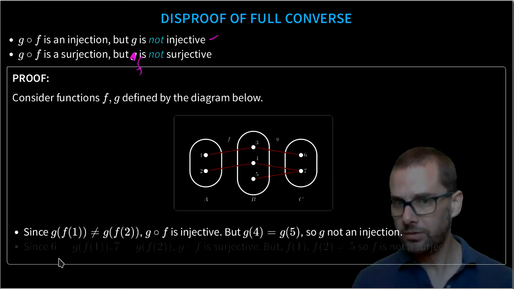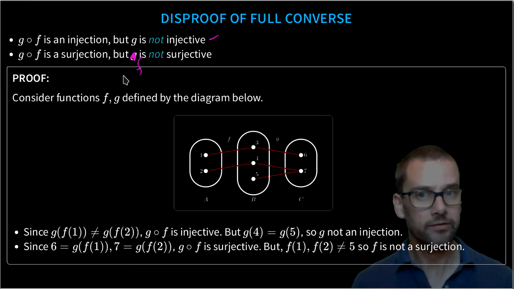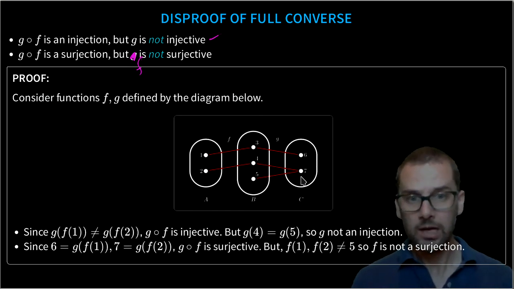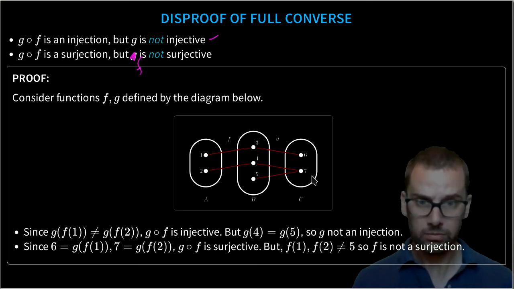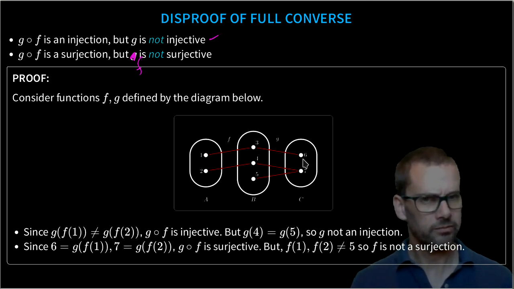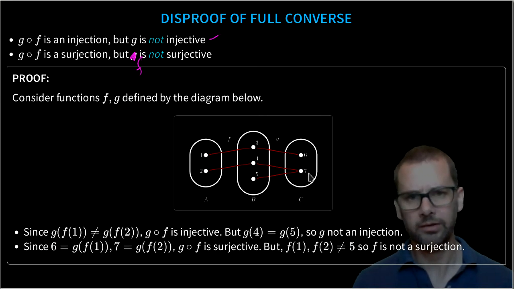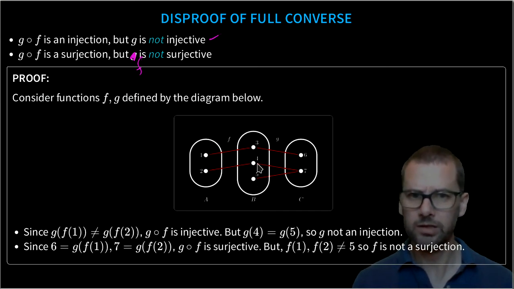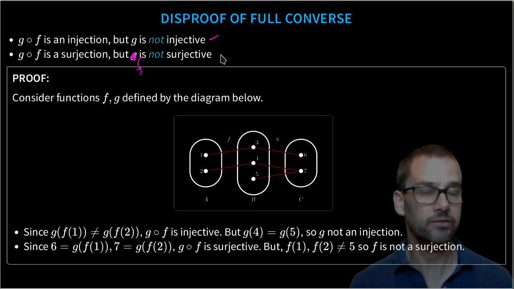And we can similarly cook up a way of showing that you can find a function f not surjective, to show that this indeed can happen. So here, notice that 6 here is g of f of 1, and 7 here is g of f of 2. And so g of f is surjective because I can find something that maps to 6, something that maps to 7. But there's nothing here that maps to 5. So even though f of 1 is 3, f of 2 is 4, there's nothing here that maps to 5, and so f is not a surjection. So I can find g of f a surjection, but f is not surjective.